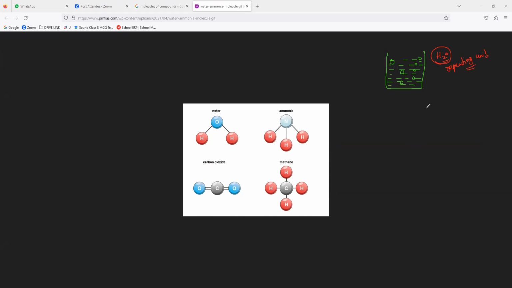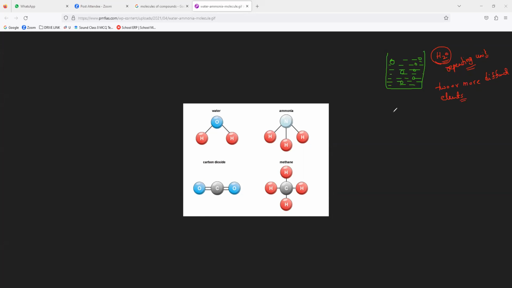Compounds are made up of a minimum of how many atoms? Two or more different kinds of atoms, two or more different elements. Different atoms of elements. Is everybody clear? Different atoms of elements, we call it a molecule.